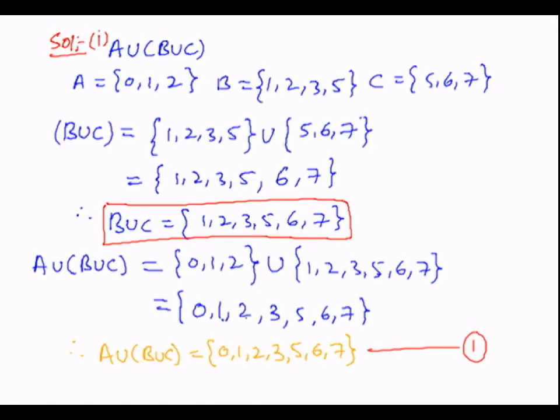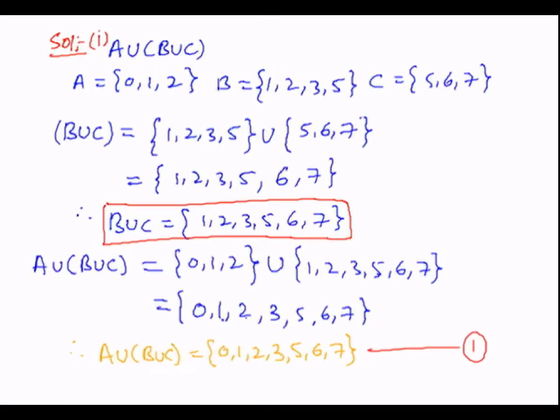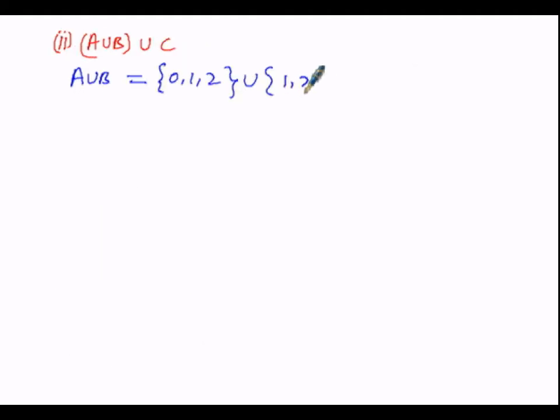Set A elements are 0, 1, 2, then union. Set B elements are 1, 2, 3 and 5. In order to find out the union of A and B, let us write all the elements of the first one, that is 0, 1, 2.